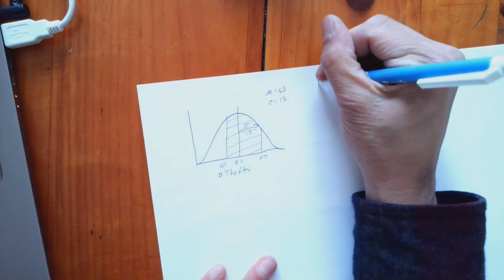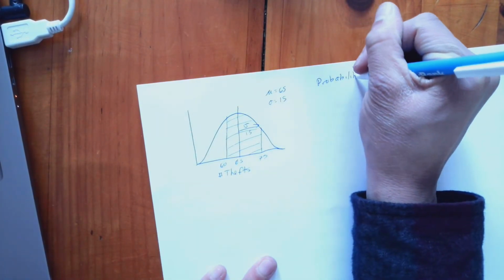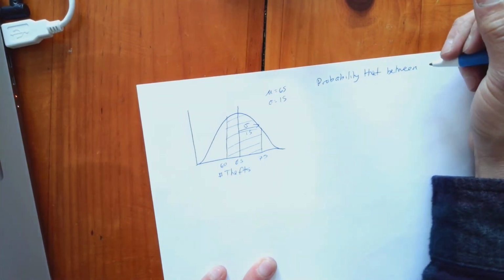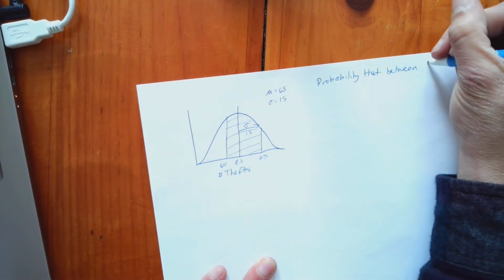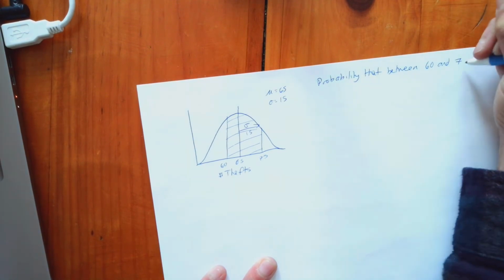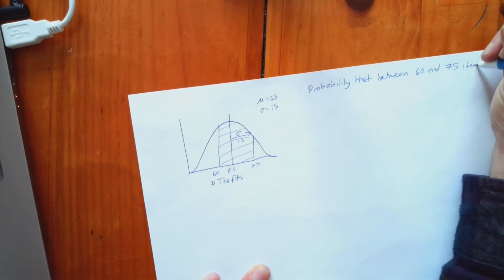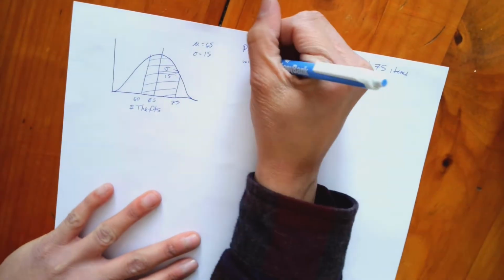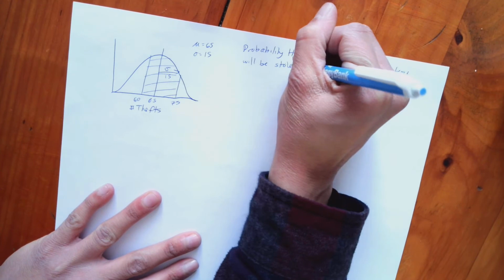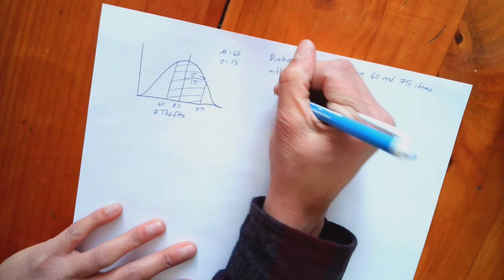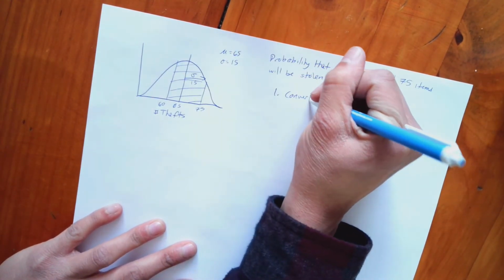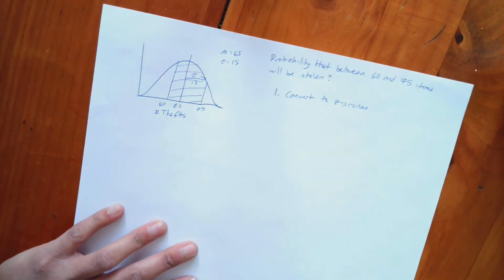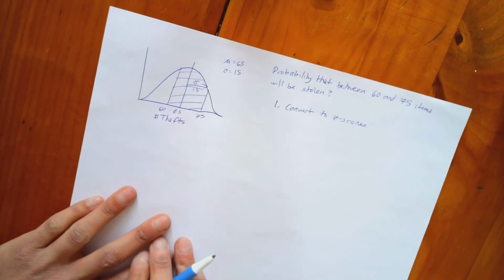So I'll write this out. Probability that between 60 and 75 items will be stolen. Our first step is going to be to convert everything we have into z-scores. So in other words, we're going to standardize this normal distribution.